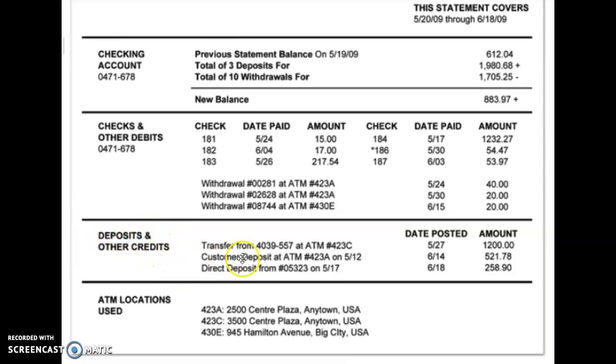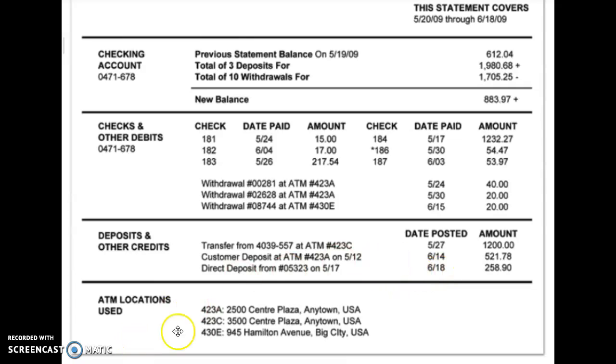Deposits and other credits, so these were other deposits, like a transfer from the ATM on May 27th, and you can see the amount. Another deposit at the ATM and a direct deposit at the bank on the 18th of June.